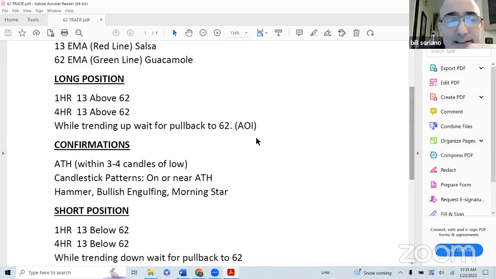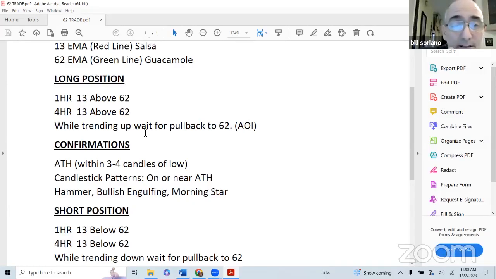Now in the 62 trade, our area of interest is that pullback to the 62. So our area of interest for these trades is the area around that 62 moving average, and we want price to at least touch it. It can go through it as long as the 13 doesn't change. So for long positions, and I'll show you examples of this, if it pulls back to the 62, it can go through it as long as that 13 line doesn't cross down below the 62, then we're still in a valid setup for the trade.